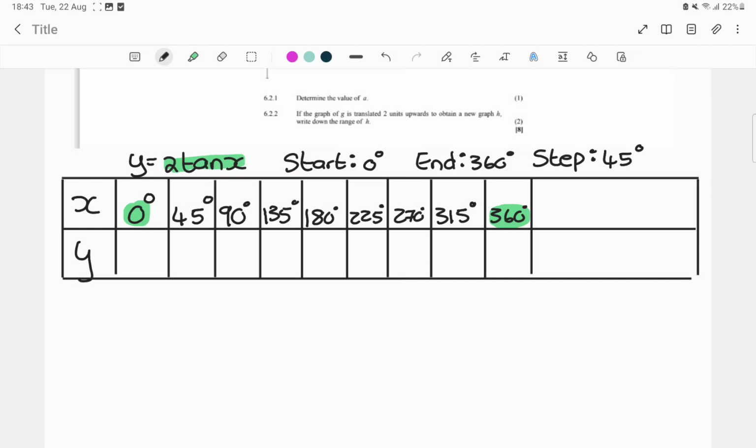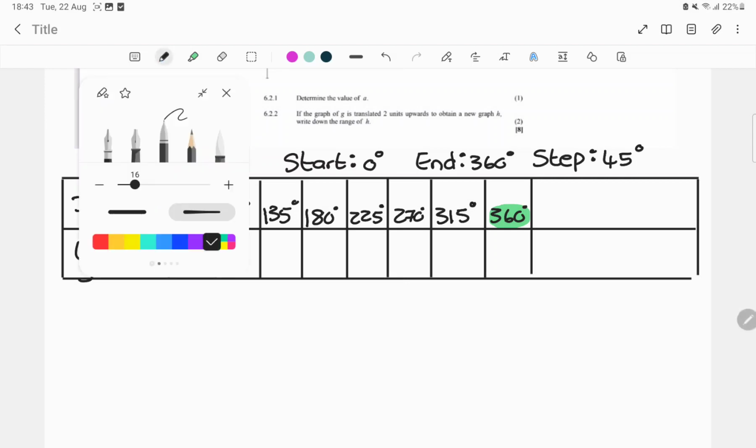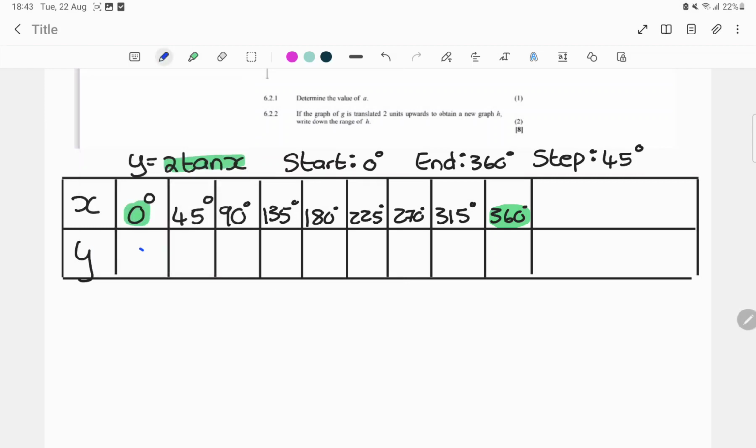Okay, so when I got 0 degrees, I saw that my y value will be 0. When I have 45 degrees, my y value is 1. At 90 degrees, something interesting happens. Your calculator there will give you a math error. So whenever you have a math error, you know, oh, this is going to be my asymptote.